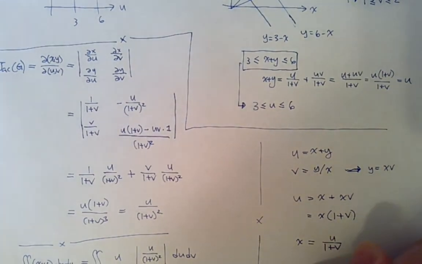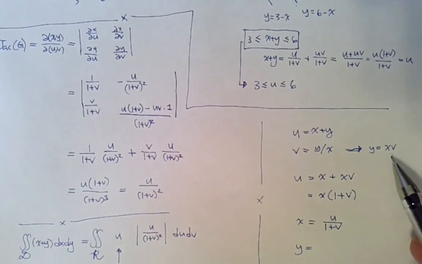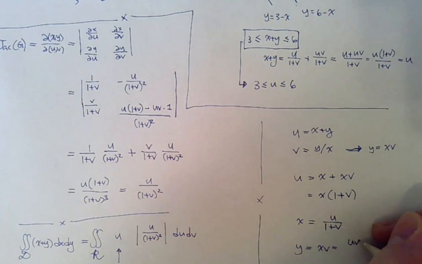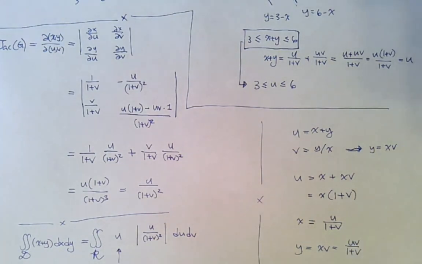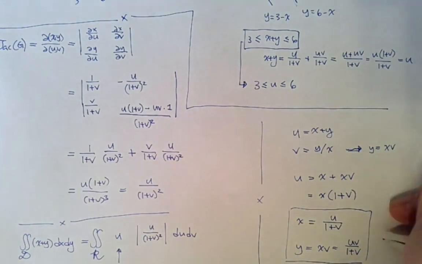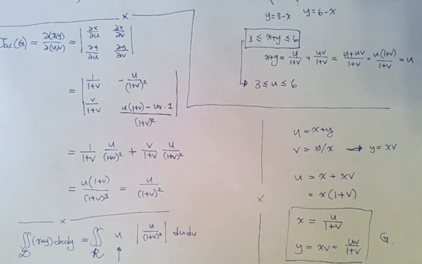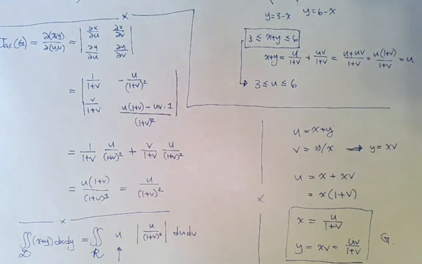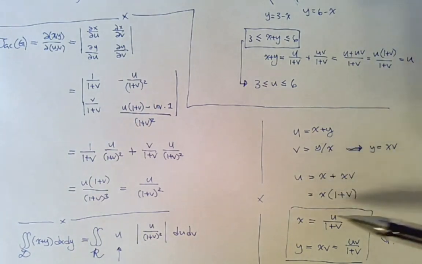And then y is equal to x times v. So if we put that in here, we get uv over 1 plus v. And that's the map G that we were given. If we didn't give you the map, you can find the map yourself. For this first exercise, I wanted to give you the map. In your homework, sometimes you will be given maps and sometimes you won't, but you can find the map yourself.